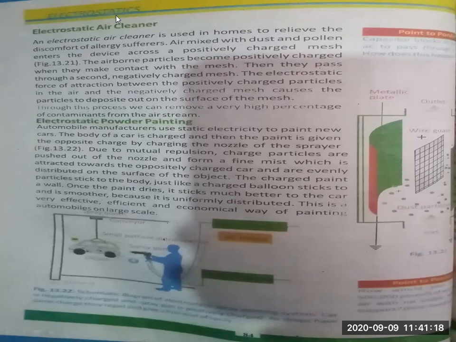So this is the first application of electrostatics. Our second application of electrostatics is for car painting. You can see in the figure 13.2 a schematic diagram of an electrostatic spray painting system. The car is negatively charged and the spray gun is positively charged. The person standing over here is holding the gun. This is the positively charged gun and the car is negatively charged.